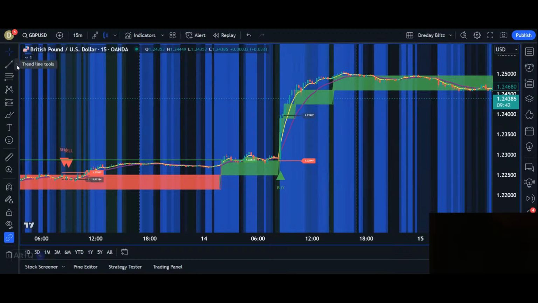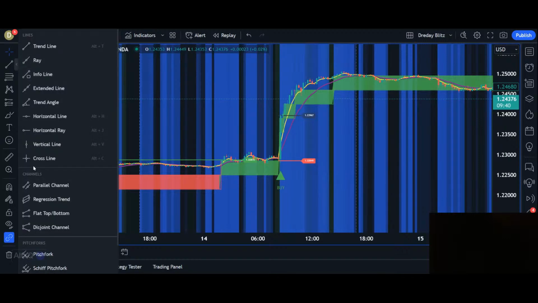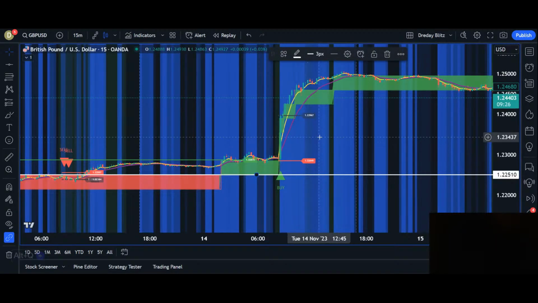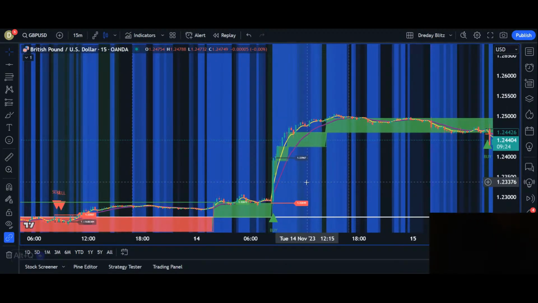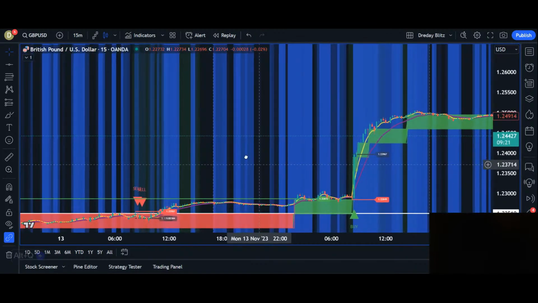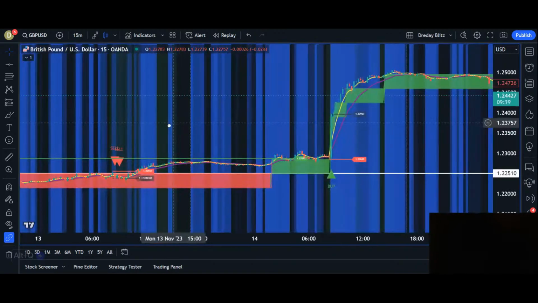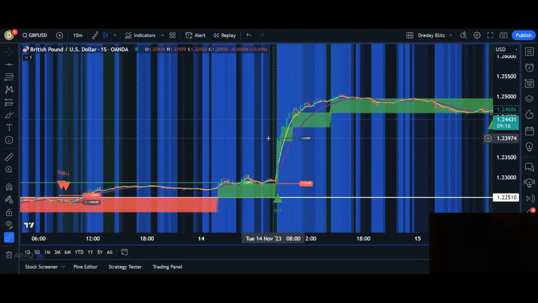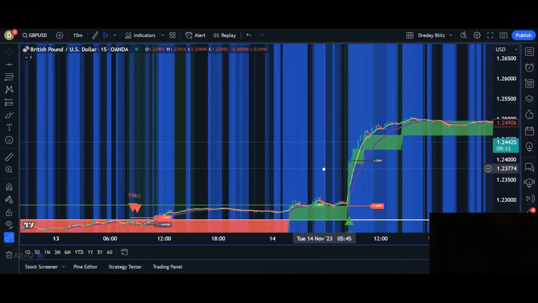So always put your horizontal line. We'll go here, horizontal line, boom. You know that this is your stop loss. And you could use the previous Renko bars that were plotted in the past to give you an idea of where you put your take profit.